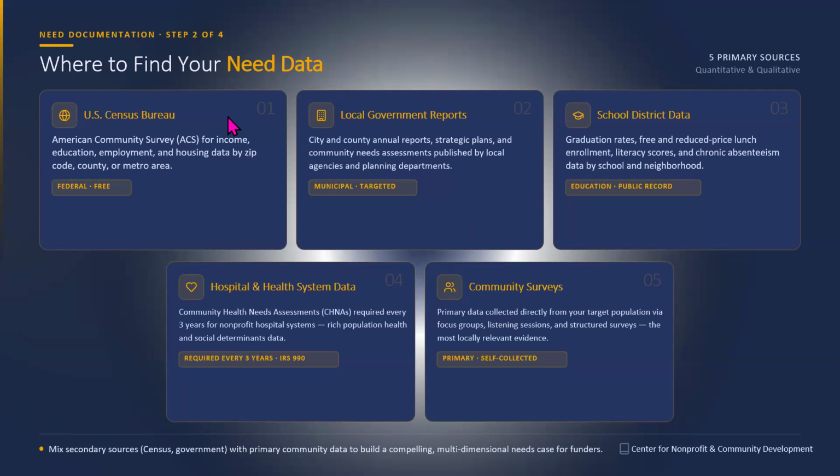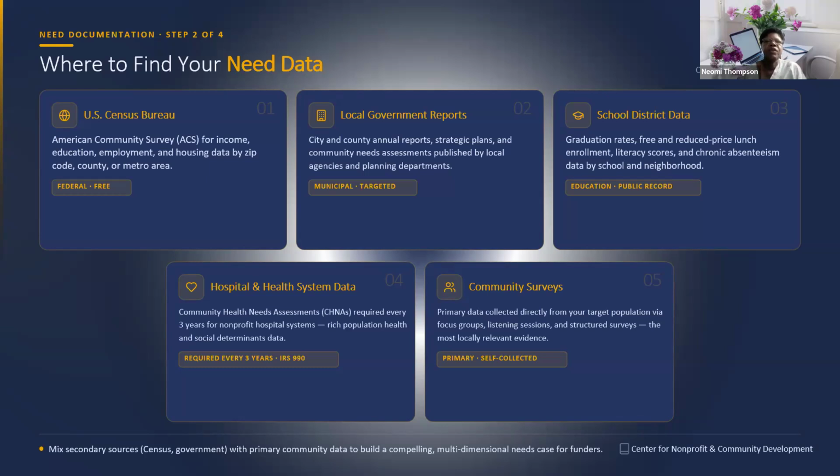All right, that being said, let's talk about needed data. We need data where we can gather information. Remember, we went over this more in depth when we talked about the demographics last week. Where do you find your needed data? US Census, American Community Survey, ACS, for income, education, employment, and housing data by zip code, county, or metro area. And it's federal and it's free.